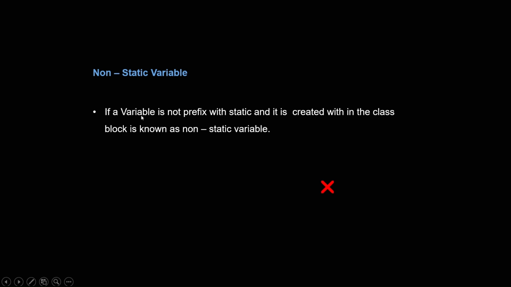If you are not understanding this, don't worry about it. I will take one example here. See, here we have an example of int number is equal to 88. So if this number is present inside the class, let's suppose here we have a class, and inside of the class block, we have int number is equal to 88.